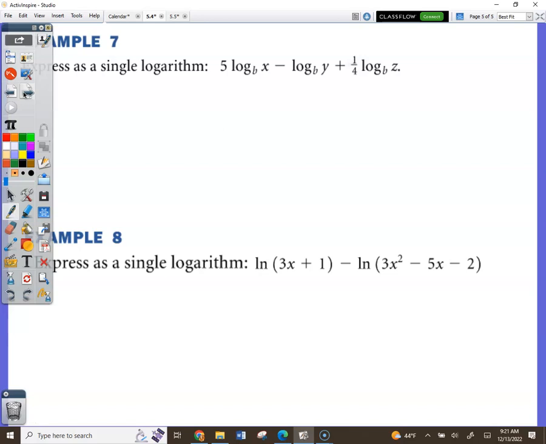So let's look at this. We're going to go through this one step at a time. I approach the coefficients first, and I move them to the exponents, okay? Yes, now we're going in reverse. You do need to verify that the log and the base match, because if the base does not match, then you cannot condense it. So these do match. The goal is to have a single log at the end. I'm going to pull the 5 to right here. So this would be log base B of x to the 5th.